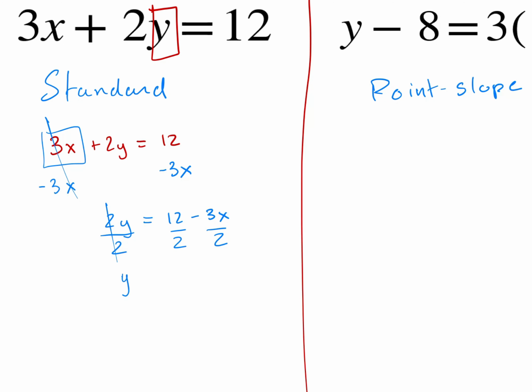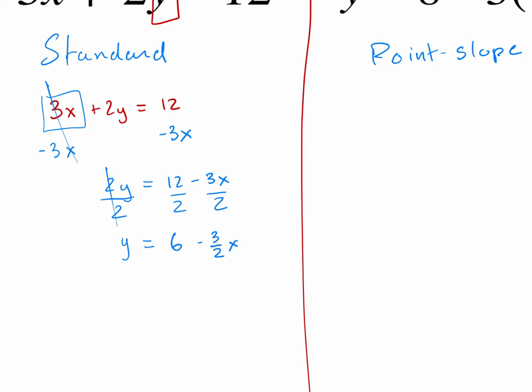I'm left with y equals 12 divided by 2 is 6. And I'm just going to leave that fraction, negative 3 over 2x. Okay. Now this is flipped a little bit, right? We said y is equal to mx plus b. You can leave it as b and then mx. That's totally fine. If you want to flip it, you can say y is equal to negative 3 over 2x plus 6. Either of these are acceptable.